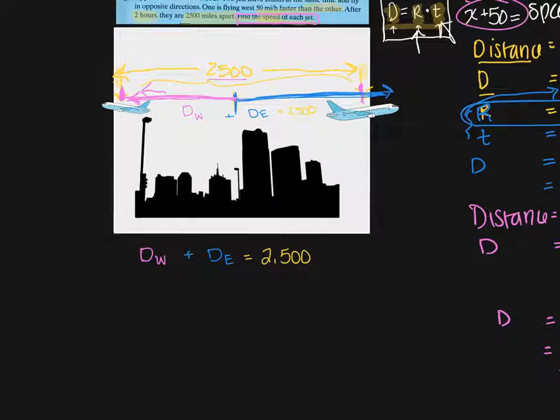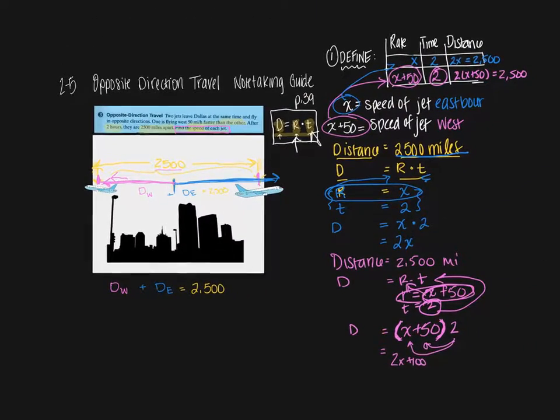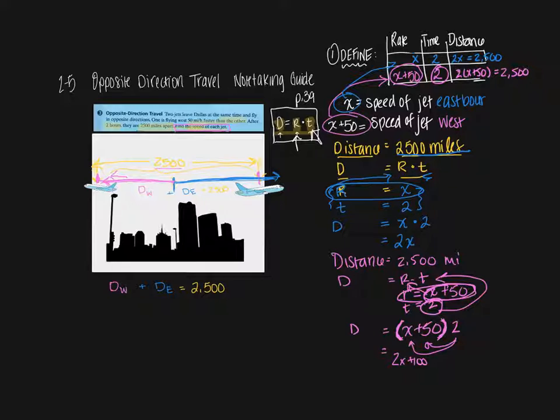So what is the distance of my west? Let's come back up to this chart we made. Well, the distance of my west was 2 times the sum of x plus 50. And then I'm going to add to that the distance of my eastbound, which is this 2x. And together those equal 2,500.